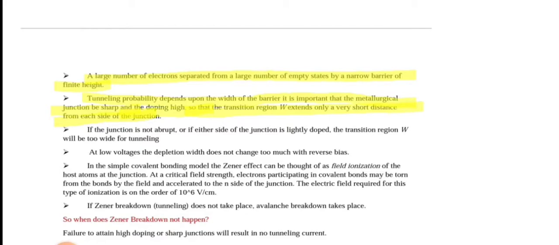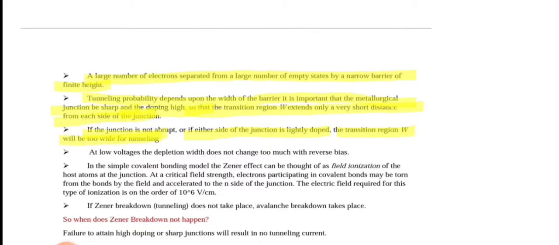Band bending should be sharp and doping should be high. Transition width W extends only a very short distance from each side of the junction. For this purpose, the PN junction should be heavily doped. If the junction is not abrupt or if either side of the junction is lightly doped, the transition region W will be too wide for tunneling.